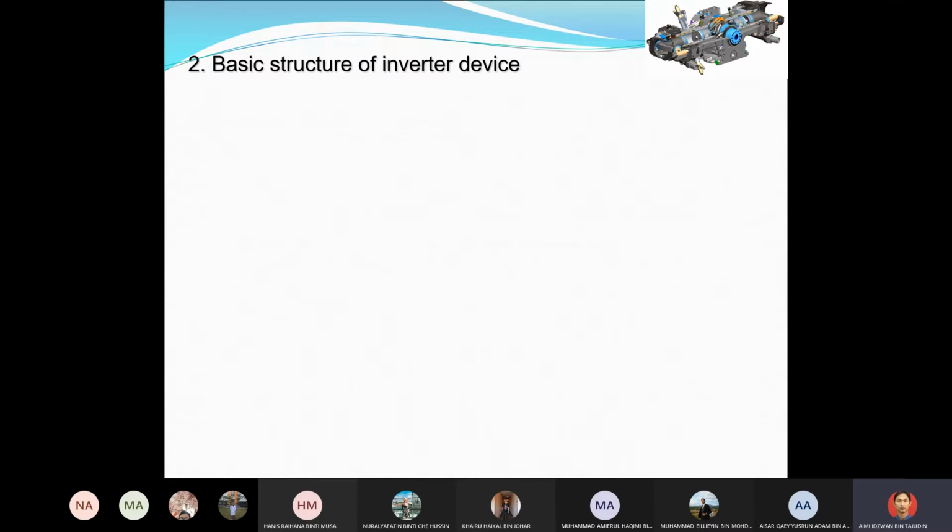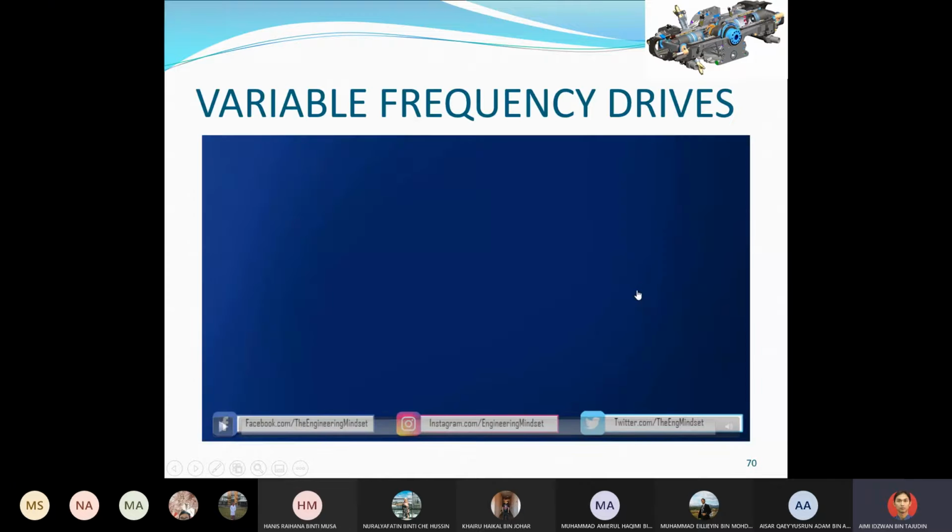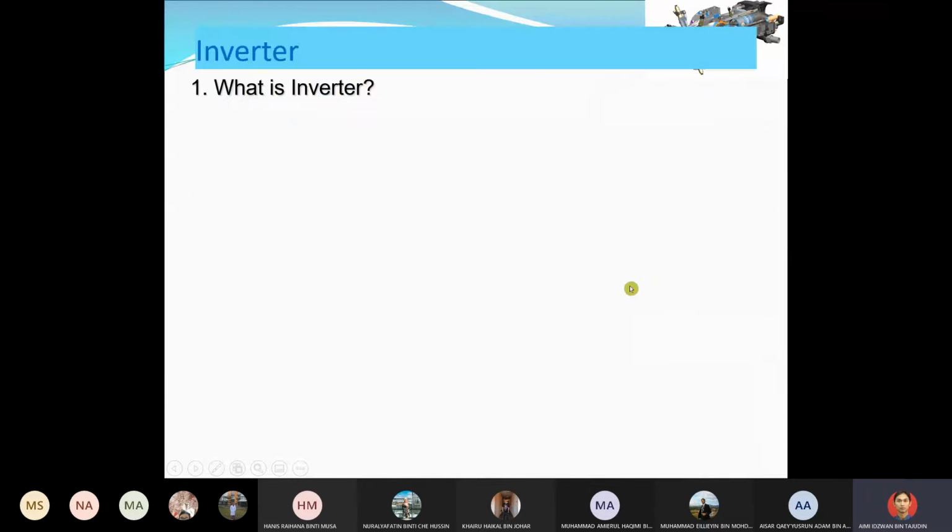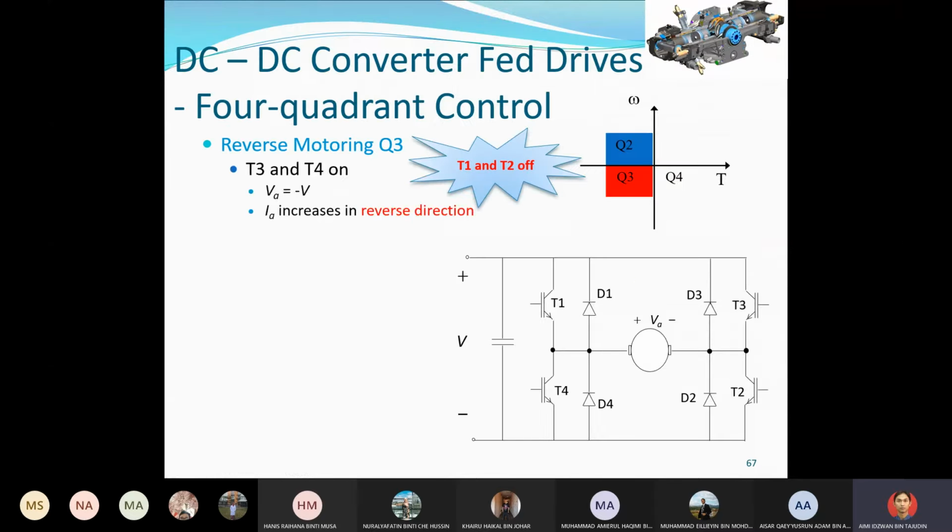Yesterday we discussed the inverter. Basically, if the converter is known as an inverter, it just converts between DC to AC. But when we talk about the notes, it refers to the inverter device. An inverter device basically refers to the system that consists of the converter and also the inverter. The converter is the conversion of AC to DC.